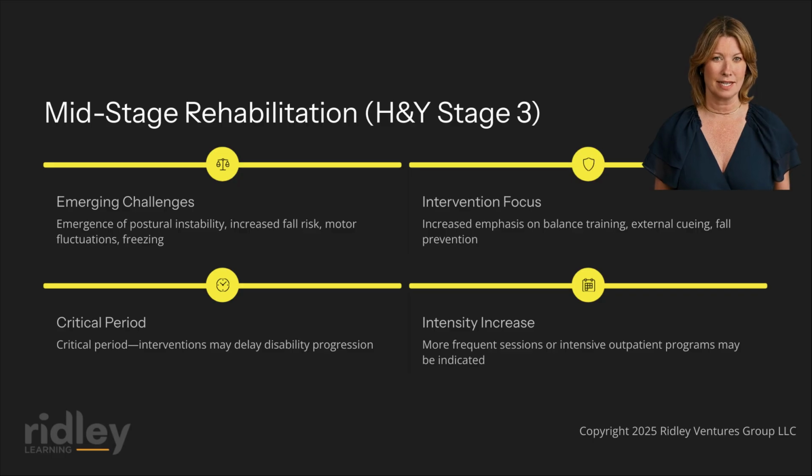Mid-stage Parkinson's disease, corresponding to Hoehn and Yahr stage 3, is characterized by the emergence of postural instability, increased fall risk, motor fluctuations, and freezing of gait in susceptible individuals. Rehabilitation at this stage intensifies to address these emerging challenges with increased emphasis on balance training, external cueing strategies, and fall prevention interventions. More frequent therapy sessions may be indicated, with some patients benefiting from intensive outpatient programs or short-term inpatient rehabilitation to address acute functional decline.